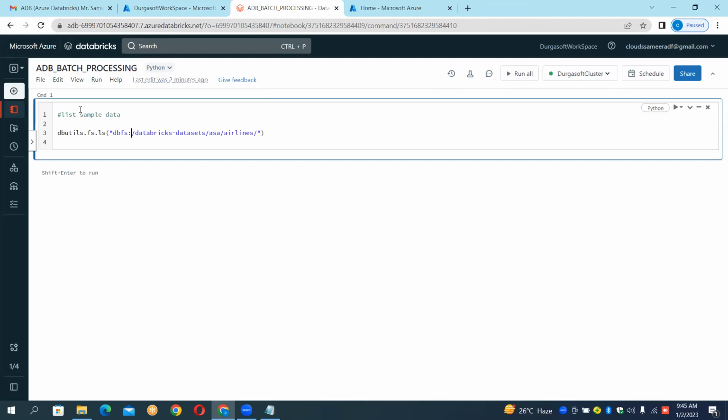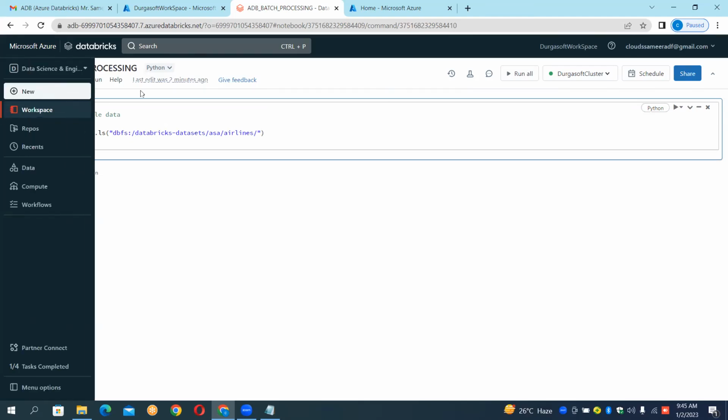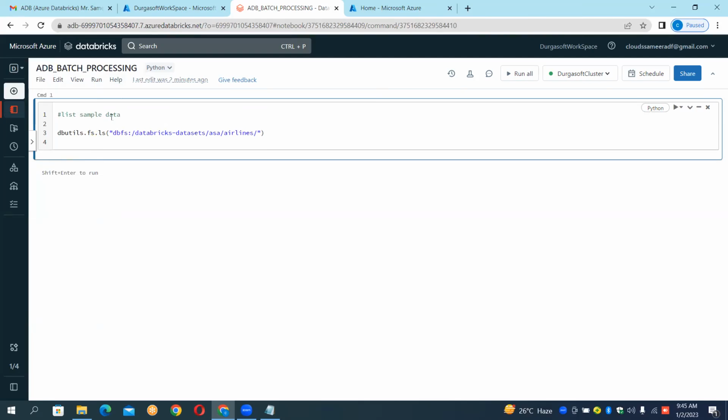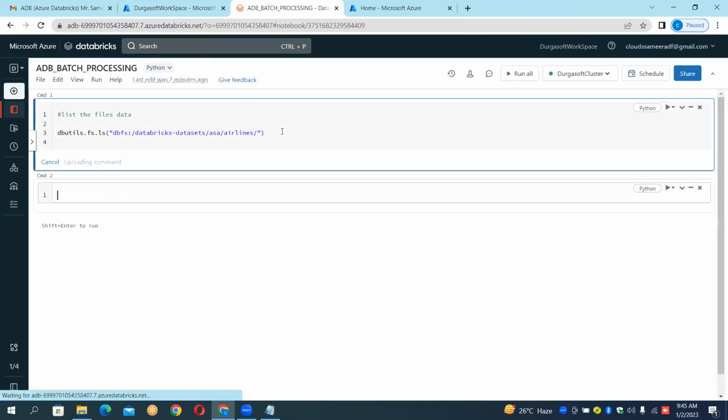Everyone, so you are trying to list the files that are available in this folder, is it? Yes, yes. Okay, so now listing the files, or listing the files data. So let's make it here. Just a minute, let me run this.